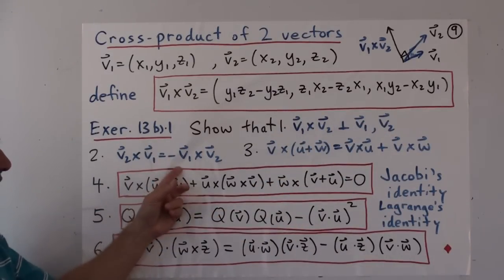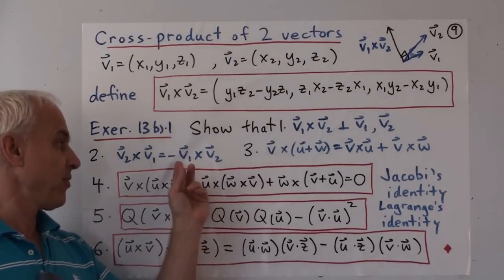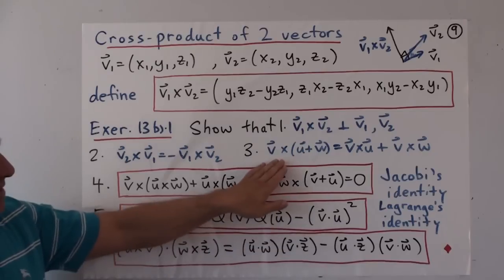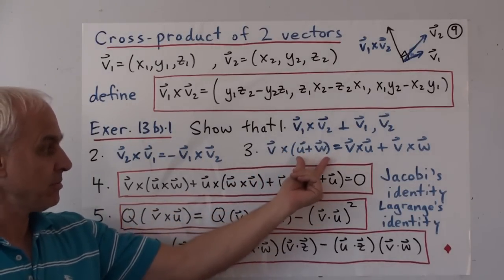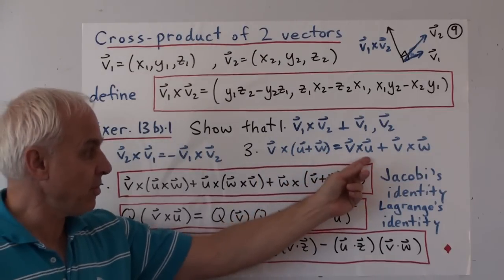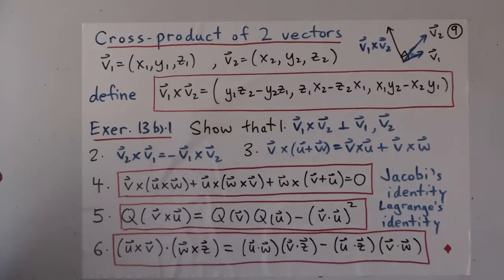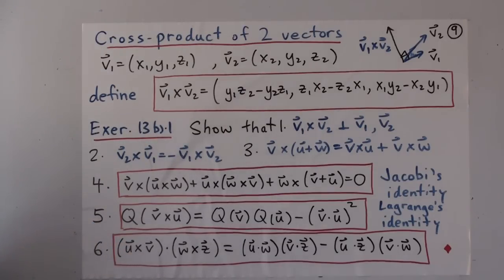The second property to check is that if we change the order of the vectors, then the cross product changes by a sign. The next thing is that it's bilinear, so that V cross U plus W, for two different vectors U and W, is going to be V cross U plus V cross W.